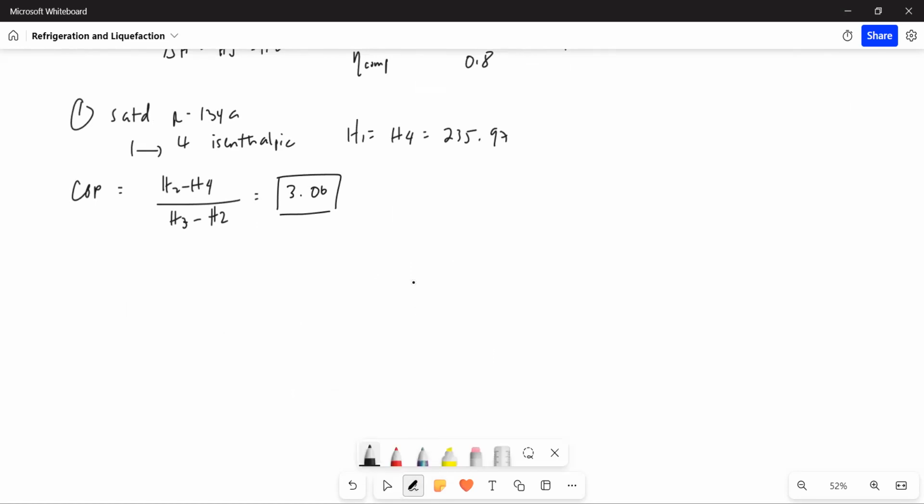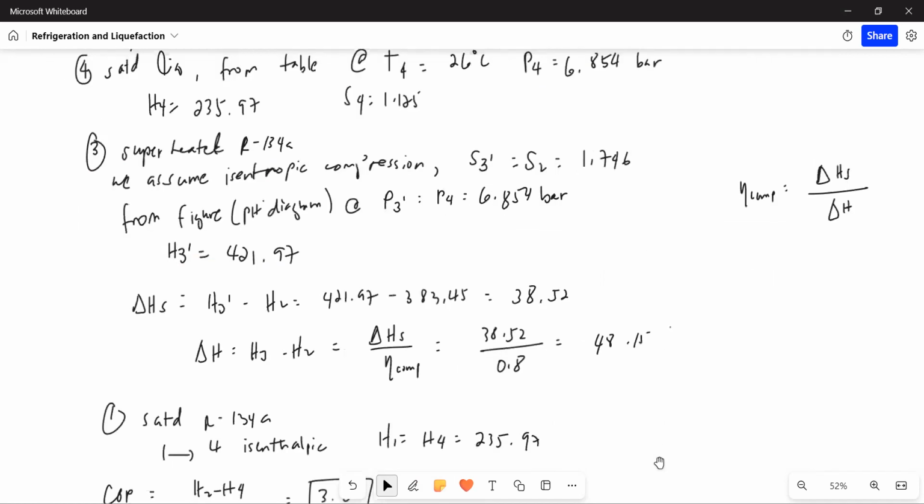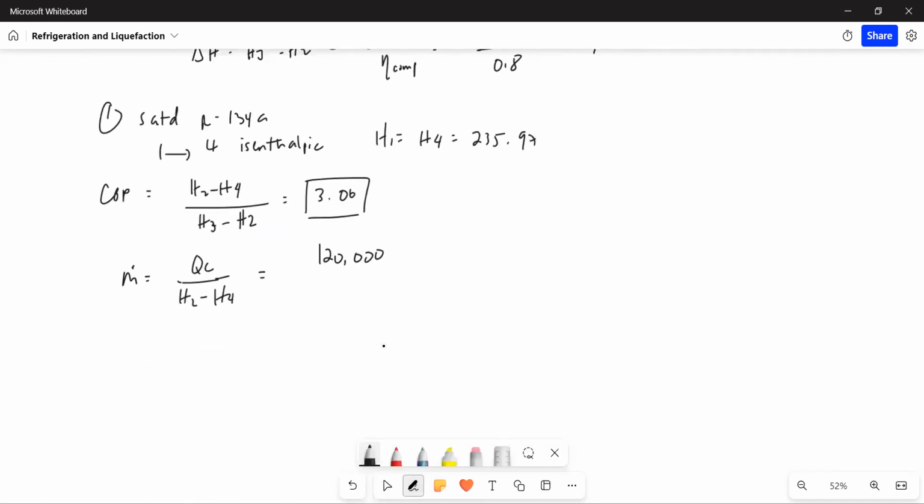So the mass flow rate of the refrigerant is just the heat over delta H. So we know that QC is given as 120,000 kilojoules per hour, and then H2 minus H4. So this is H2 minus H4.